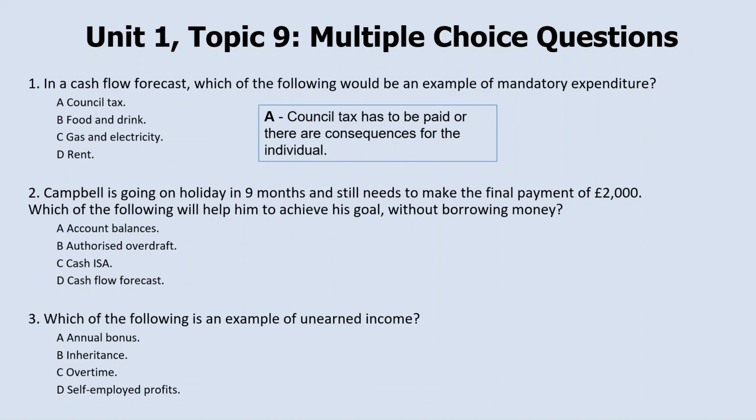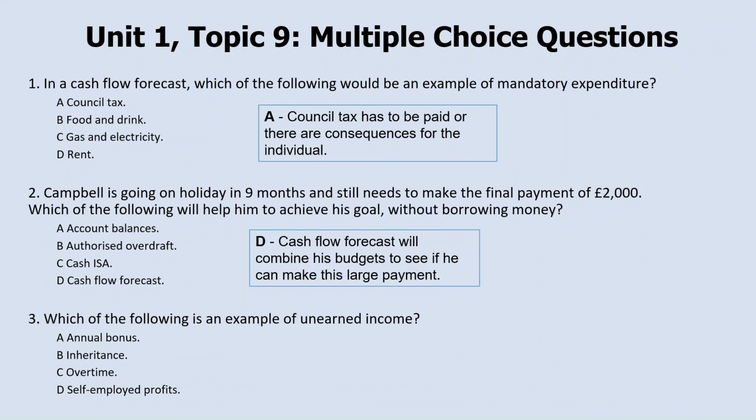Question number 2. Campbell is going on holiday in 9 months and still needs to make the final payment of £2,000. Which of the following will help him to achieve his goal without borrowing money? Is it A. Account balances, B. Authorised overdraft, C. Cash ISA, or D. Cash flow forecast? The answer to question 2 is D. A cash flow forecast will combine his budgets to see if he can make this large payment.